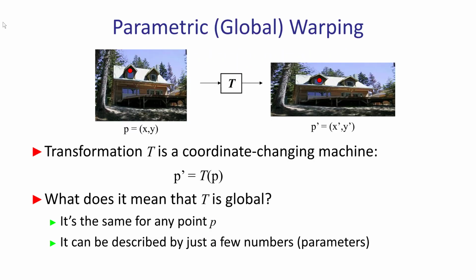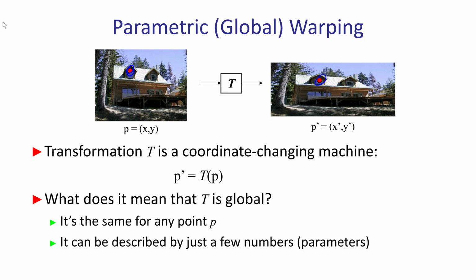Generally speaking, image transform, which is also called parametric global warping, is a coordinate changing machine. It takes some pixel, like that red pixel here for example, and transforms it into some other location on the image. And you apply exactly the same thing to all of the pixels of the image. Now, this is why it's called global, because it's the same for any point P that you have in the image, and can be described only in a few parameters.